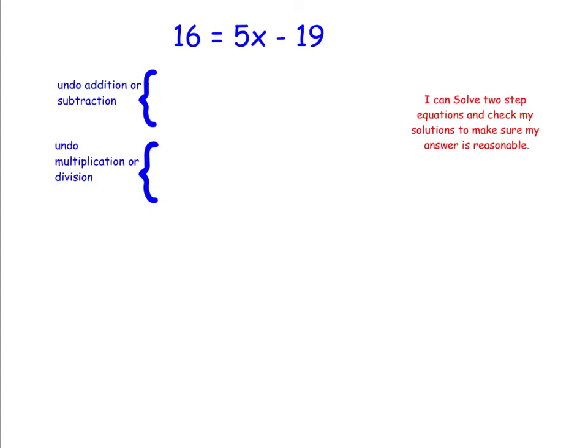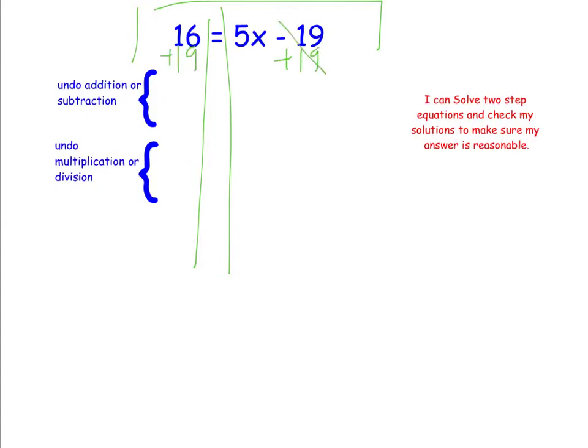Let's do some more. These look a little bit different, and that's just because this is how you're going to get your problem. It's not going to have any help on the sides for you. So let's draw our train tracks. I am looking at this problem. I need to undo my addition or subtraction first. So I'm going to add 19 to both sides. On this side it cancels out. On the other side I have 35 is equal to 5x.